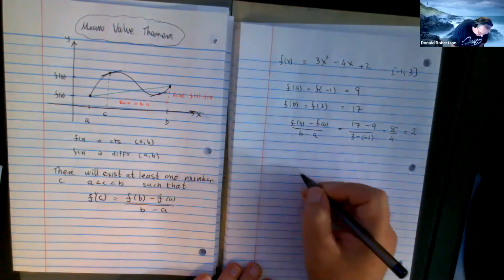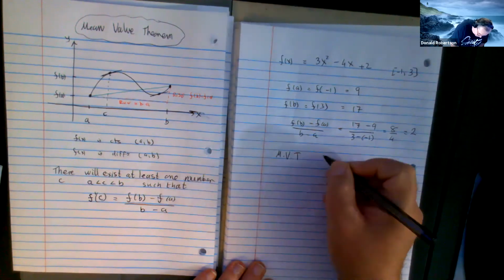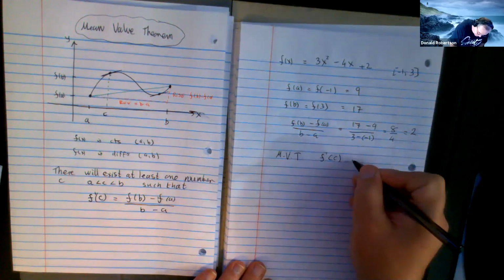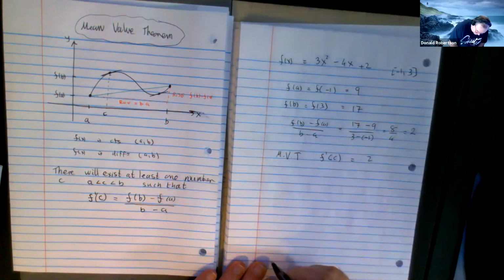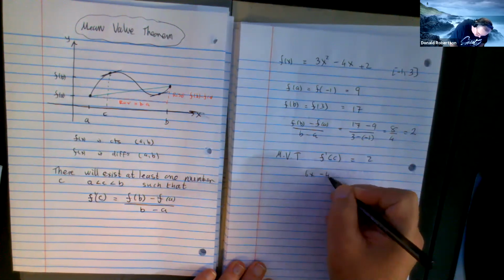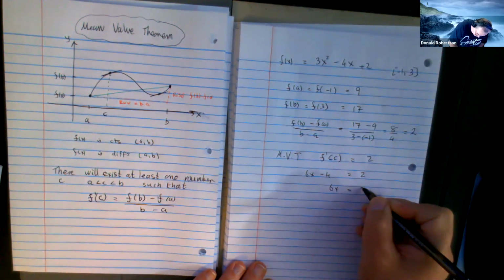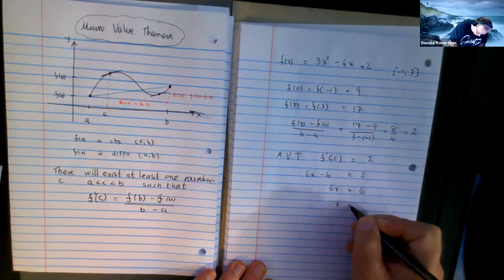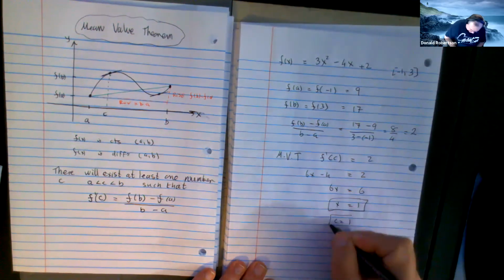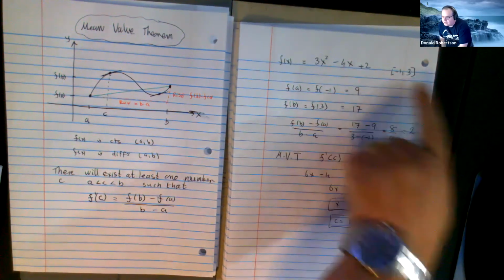According to the mean value theorem, there has to be some number C whose derivative is 2. This function's derivative is 6x take away 4. That gets me 6x equals 6, and that gives me x equals 1. So there's the C that they're looking for. And just to back it up, isn't that inside the interval -1 to 3?